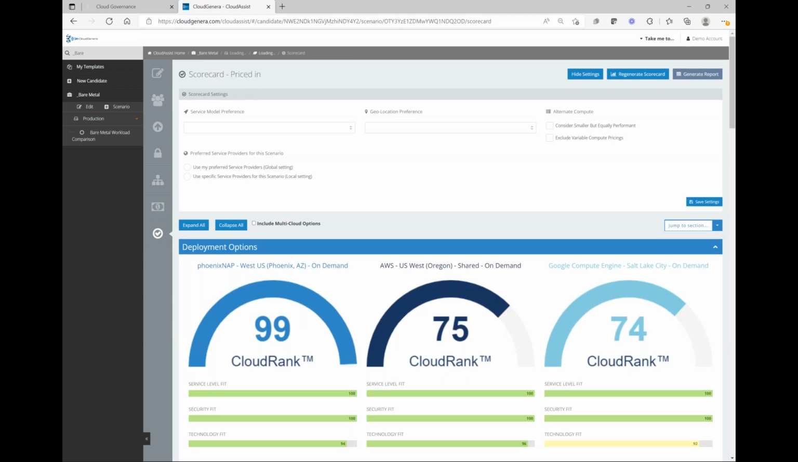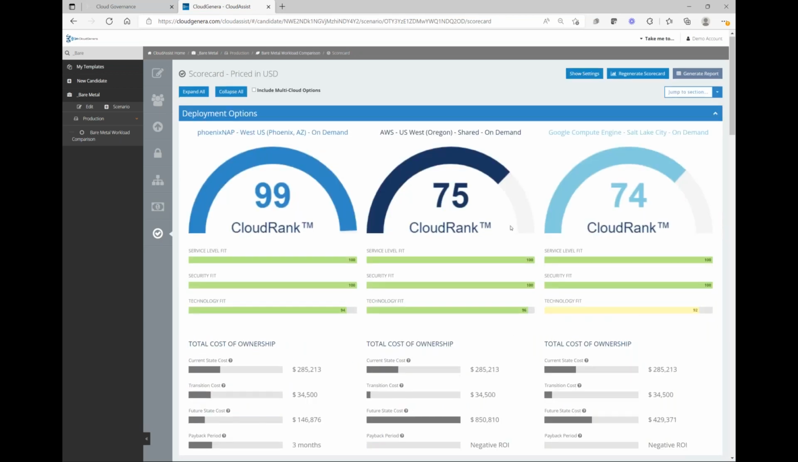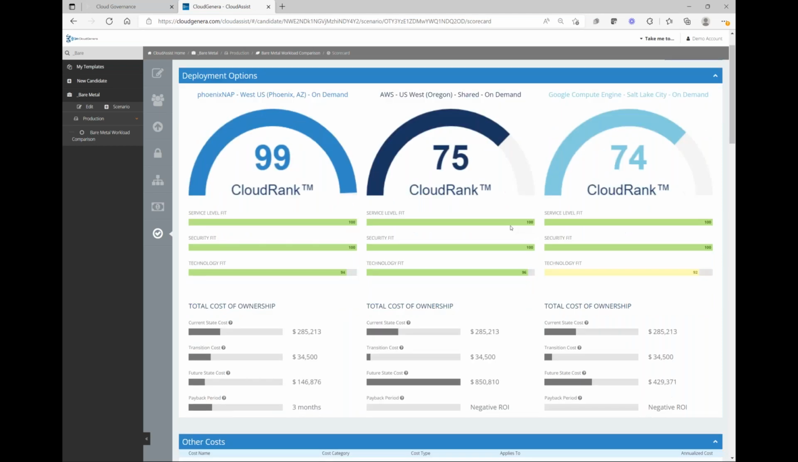The primary output of this platform, as mentioned previously, is scorecarding. And these scorecards allow us to visualize best fit for our application. And in this use case, we're comparing three providers. We're comparing the West US data center for phoenixNAP in an on-demand price model. We're comparing Amazon data center in the West, again, in a shared on-demand model. And then we're looking at Google as a provider, again, in the West in an on-demand model.